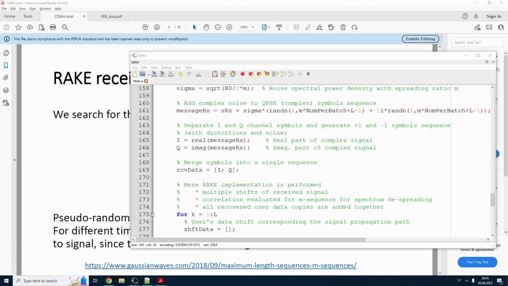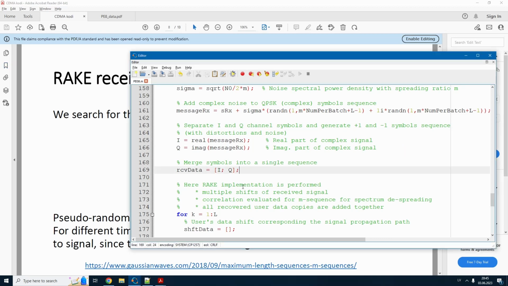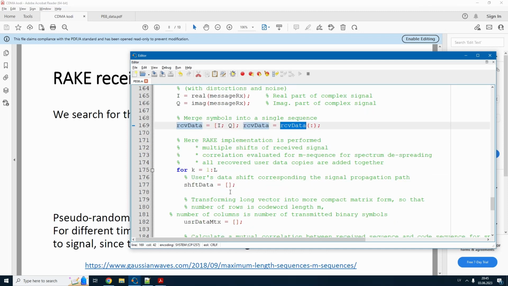For that purpose we use the unwrapping operator, which we have used multiple times already, RCV data, colon in the brackets. This will make a column vector, one long column. So here we need to be aware that this is now actually a column. Accordingly, the next step is to implement the RAKE receiver.